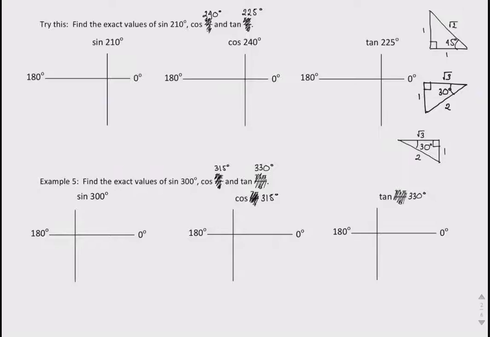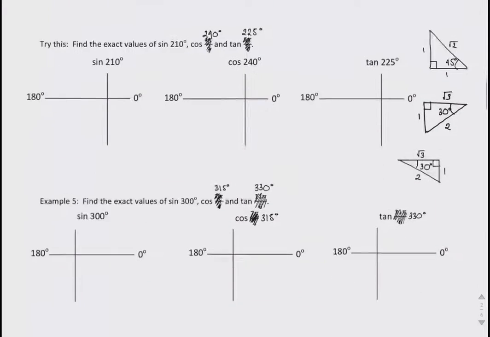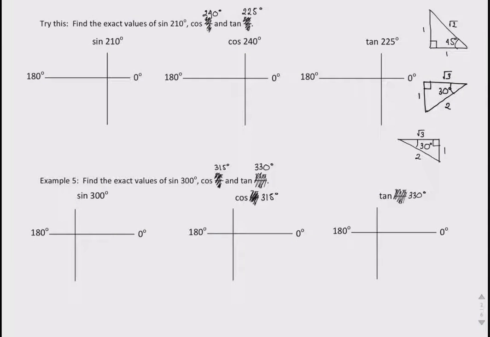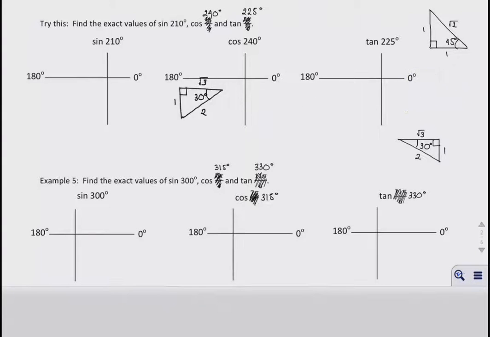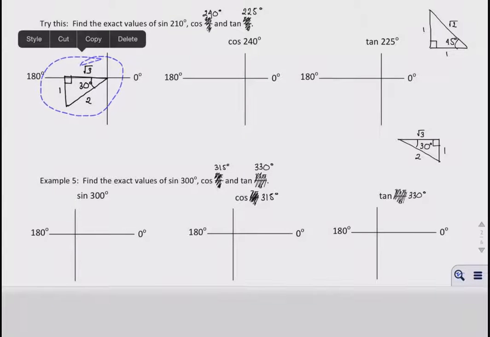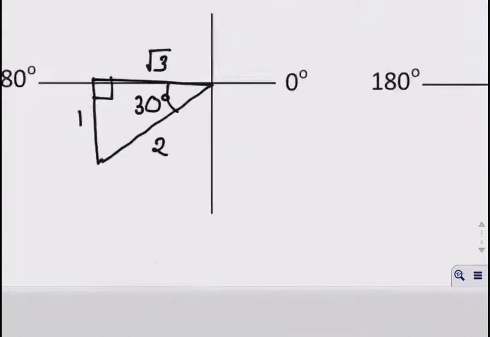So here are some that I want you to try on your own, and once you've done that, you can watch this video to take up your solutions. So for the first one, sine of 210, 210 minus 180 gives us 30. So that means I'm going to be using my 30, 60, 90 triangle. I'm going to take that triangle, superimpose it once again into my Cartesian plane here.